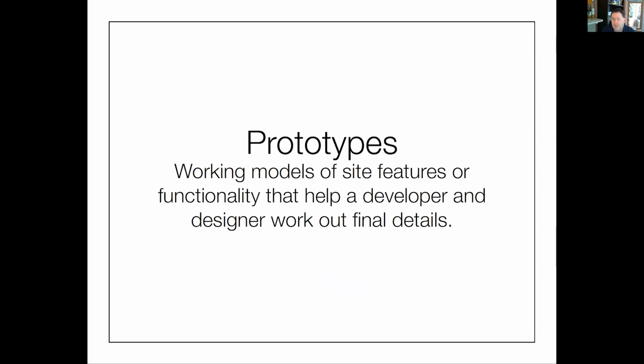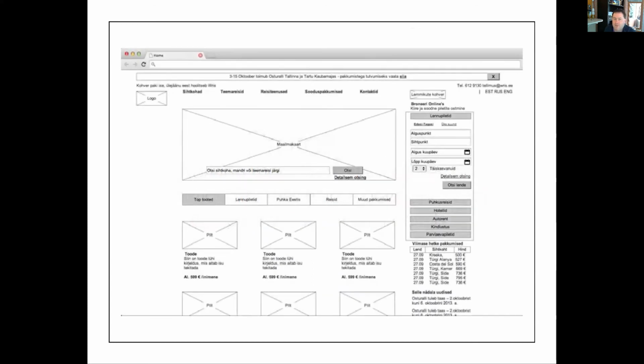Then there's developing prototypes, which are working models of the site, features or functionality that help a developer and designer work out final details. Prototypes work like wireframes in a sense, where you develop a wireframe and then interact with it. It would be a working model, just without any of the graphics and textures in it, so you can see how it will interact throughout the whole process. It makes it a lot quicker when there are no graphics that have to download.